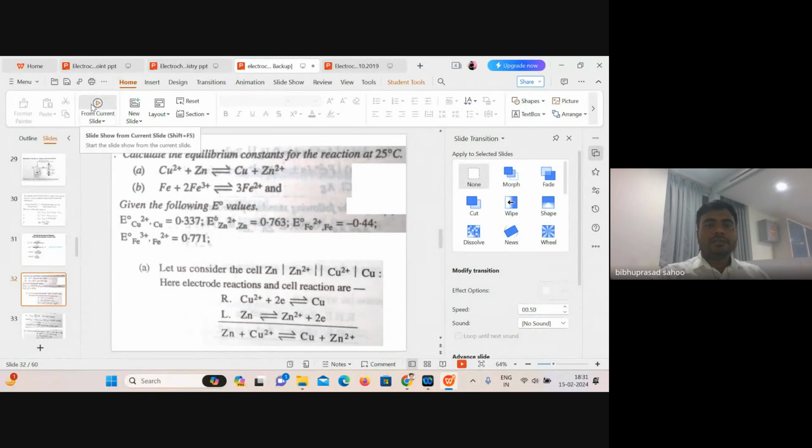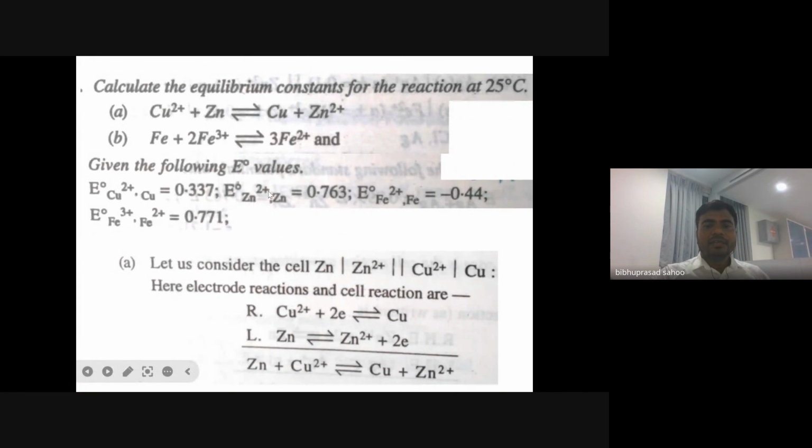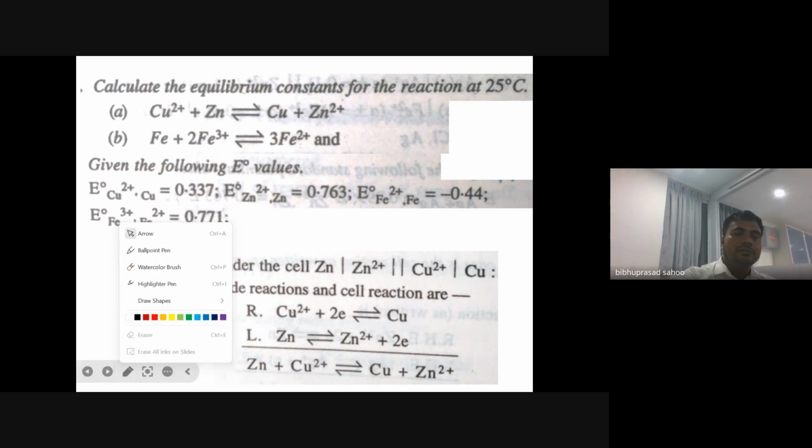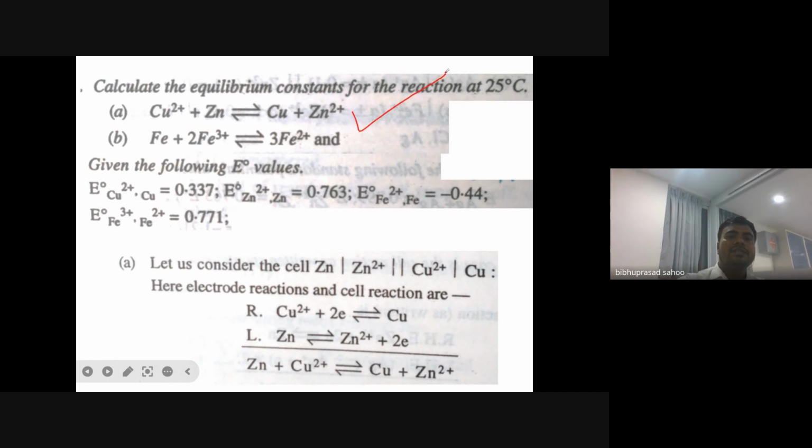Okay. So just tell me, can you do these two numericals or not? Calculate the equilibrium constant for the reaction at 25 degrees Celsius. See, in the first one, A, copper 2 plus, zinc gives copper and zinc 2 plus. So E naught copper 2 plus. Just tell me which is cathode and which is anode, based upon the reaction. Listen, students. By seeing the reaction, tell me which is cathode and which is anode.